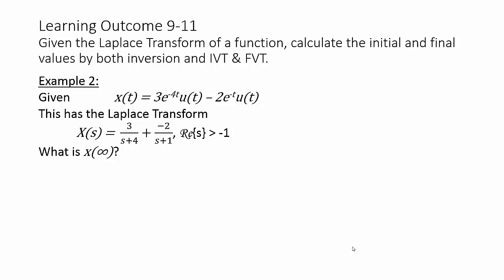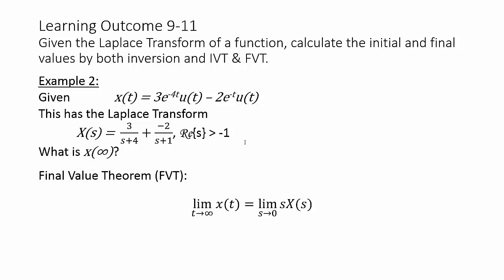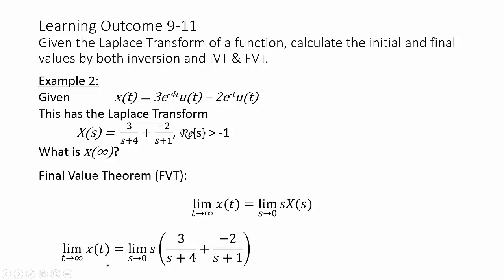A second example, same function. This time, we want to look at what happens as time goes to infinity. We'll use our final value theorem. This says, then we substitute in our Laplace transform, multiply, and we need to see what happens as s goes to 0. The numerator will be 0. The denominator will be 4. 0 divided by 4 is well defined as 0.